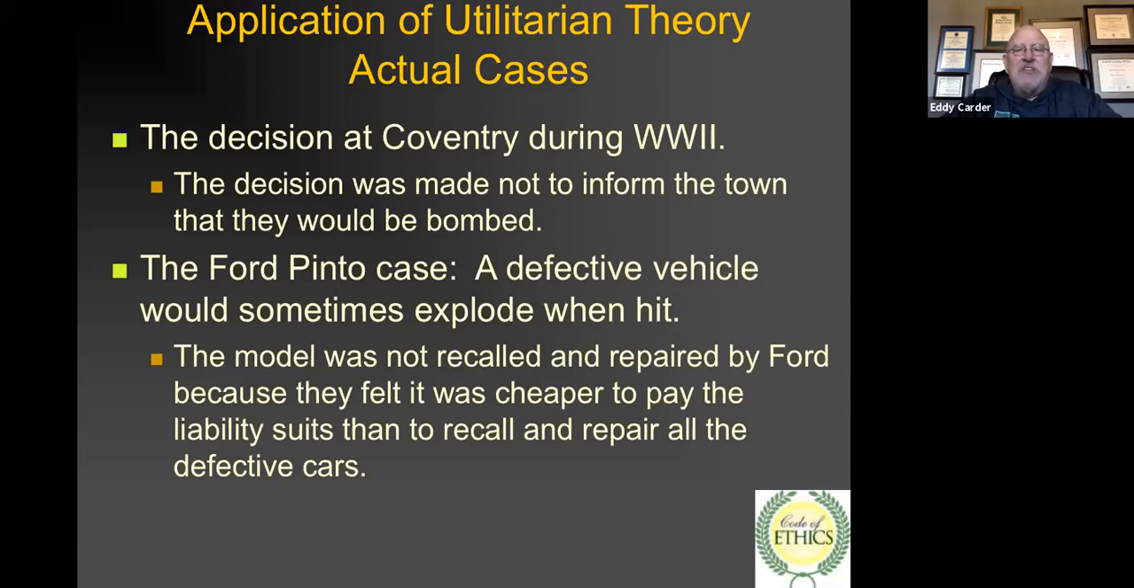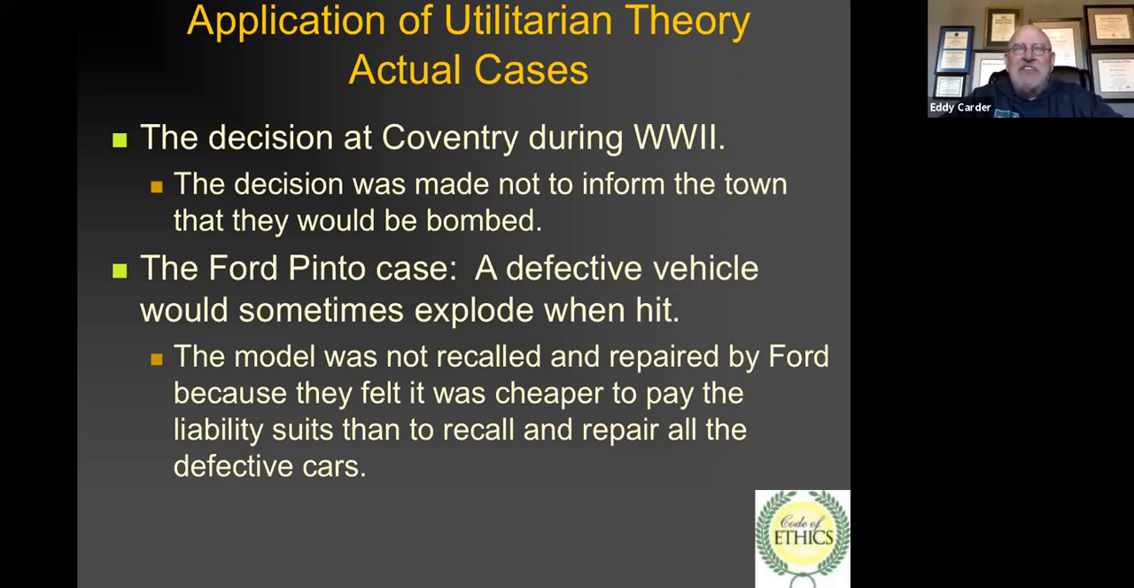Another example, the Ford Pinto case. A defective vehicle would sometimes explode when it was hit. In law school, we read these cases. There was a design defect in the Ford Pinto of many decades ago, and the design defect resulted in the Pinto exploding whenever it was hit by another automobile in an accident. Typically in those situations, the manufacturer is forced to address whether or not it's going to recall the vehicle because of the risk to the public. But here, the model was not recalled and repaired by Ford because they felt it was cheaper to pay liability suits than to recall and repair all of the defective cars. Isn't that interesting? That was an economic decision that the Ford company made.